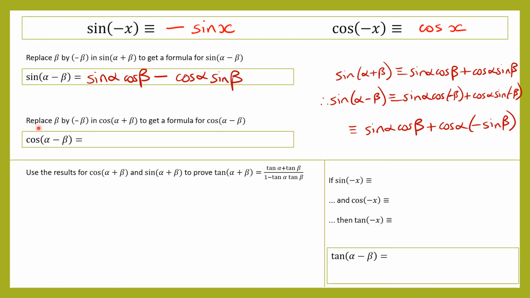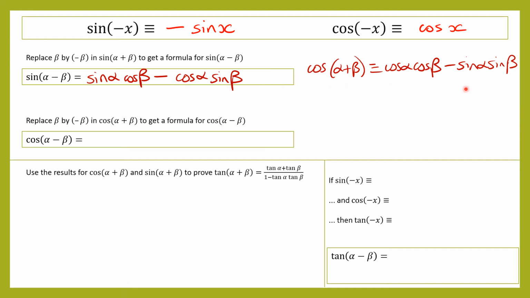We're going to do a very similar thing to get cos of alpha minus beta now. Very similar. So here's what we found earlier. Cos of alpha plus beta is cos alpha cos beta, take away sine alpha sine beta. Again, I might have written this in a slightly different order to how I did before, but it doesn't matter. So now if we replace beta with negative beta, and then use the two results at the top of the screen.